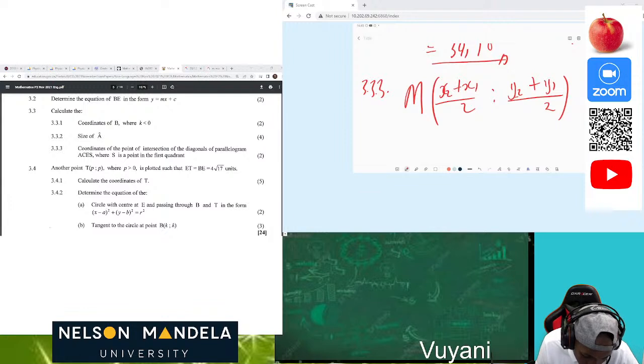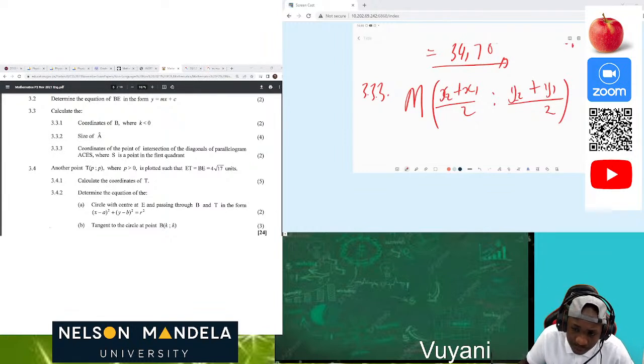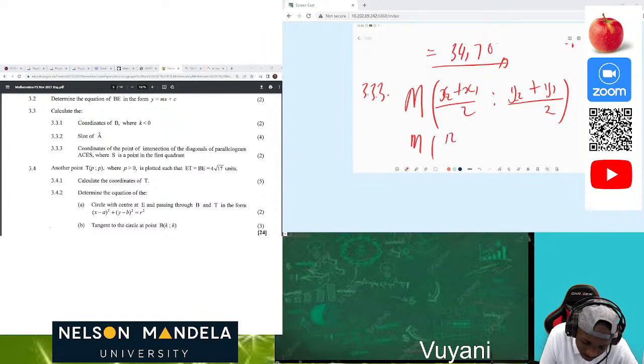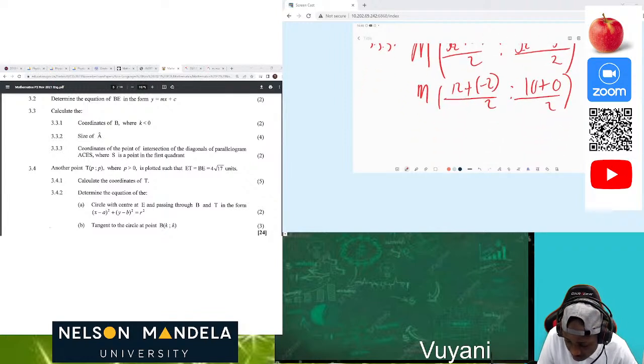So which coordinates can we use? We have our coordinates of (12, 0), and we also have our coordinates of (-2, 10). So we can use those coordinates. The midpoint will be (12 plus -2) divided by 2, and (10 plus 0) divided by 2. Then the midpoint coordinates: 12 minus 2 is 10, 10 divided by 2 is 5. Then 10 plus 0 is 10, 10 divided by 2 is also 5.